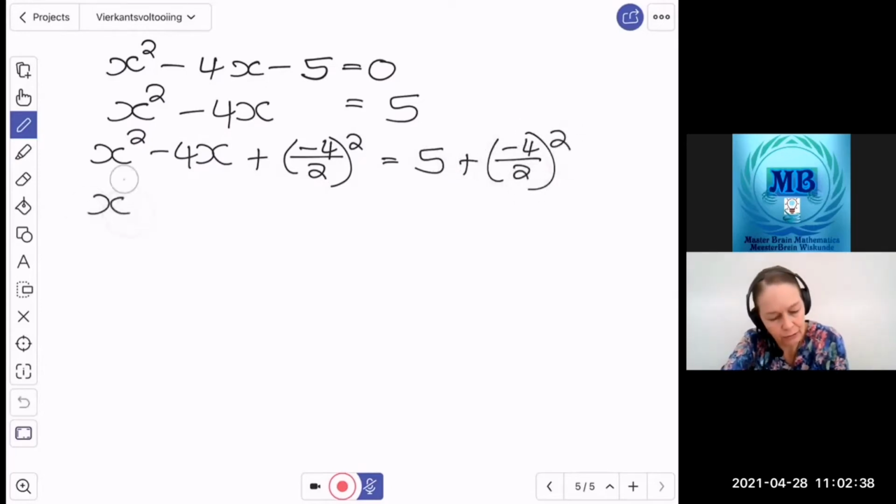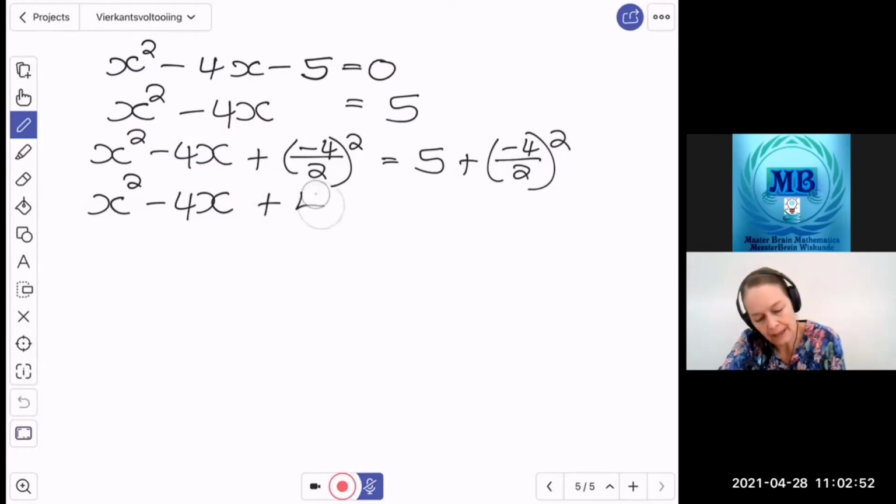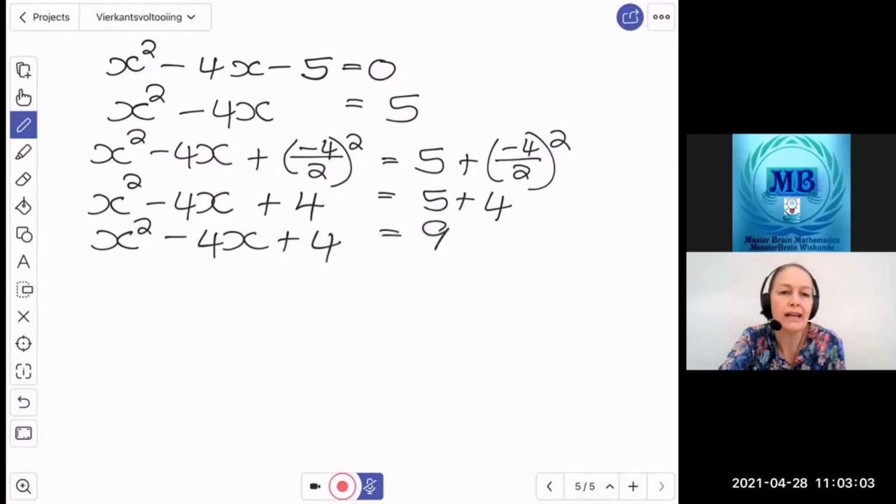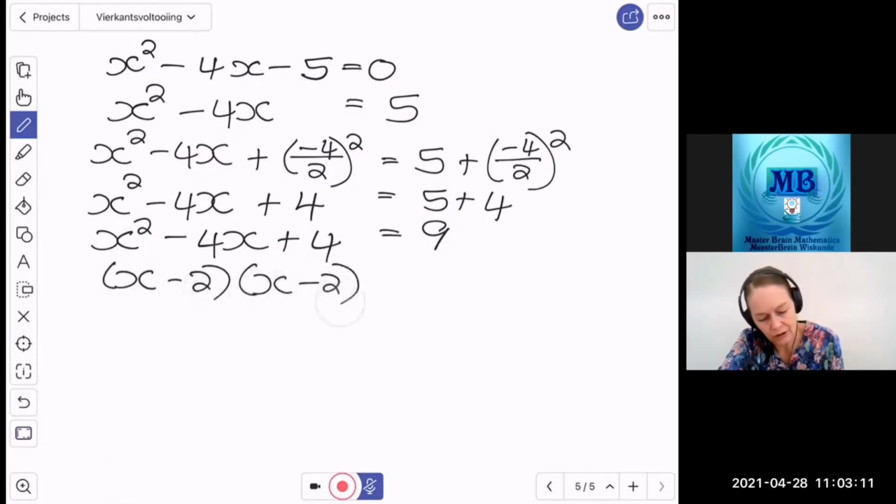So on the left-hand side, we will be left with x squared minus 4x. And then we have -4 divided by +2, which gives you the answer of -2. And -2 squared will give you +4. And then we will have the same on the right-hand side. So we end up with x squared minus 4x plus 4, which is equal to 9. We then have to factorize on the left. When we factorize, we will end up with (x minus 2)(x minus 2), which is equal to 9. This means we have (x minus 2) squared, which is equal to 9.